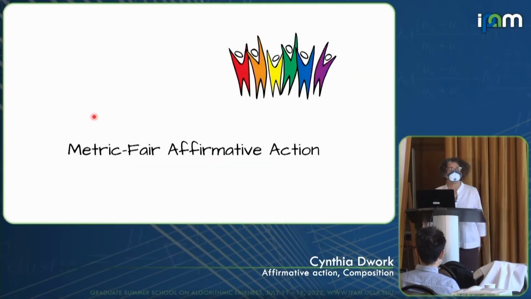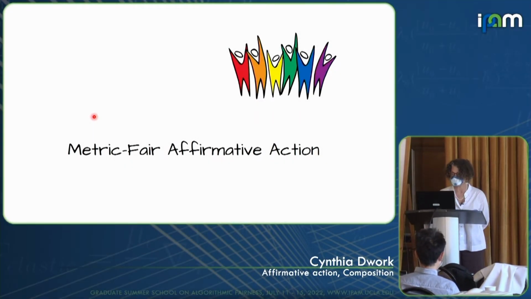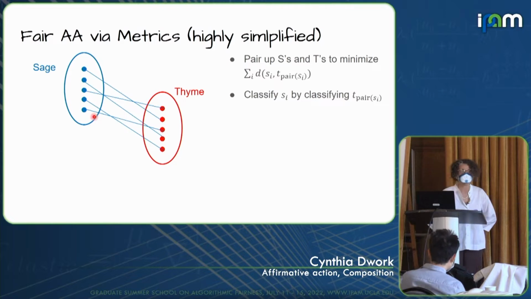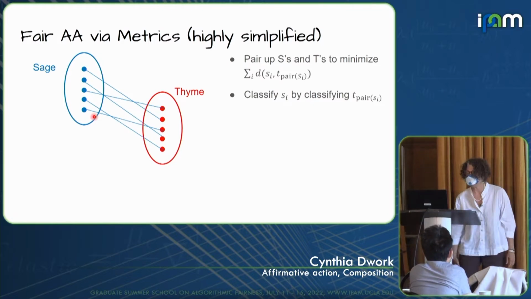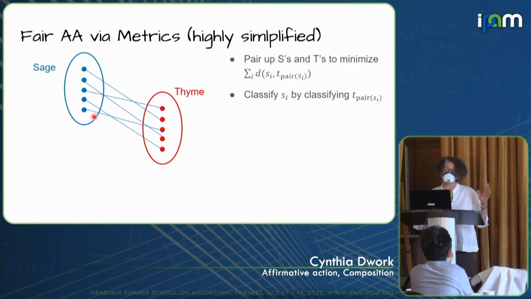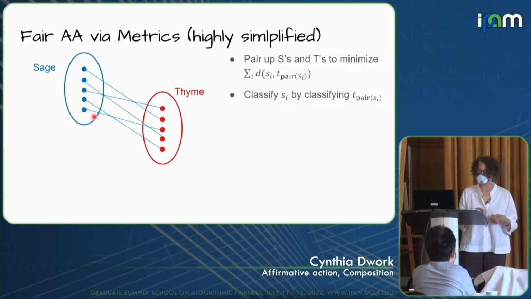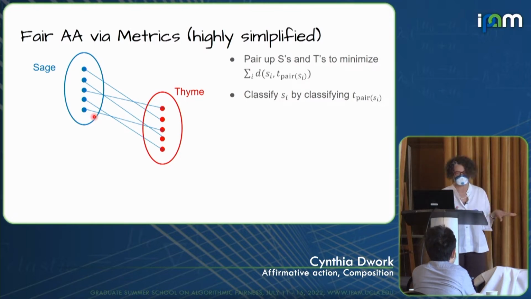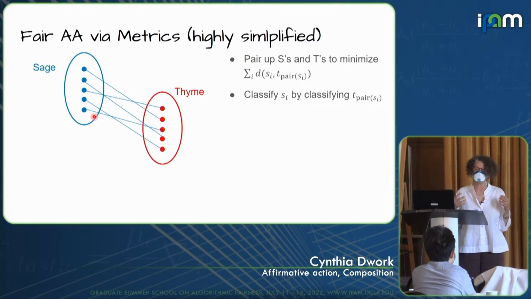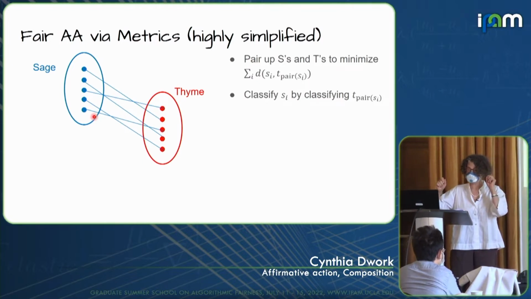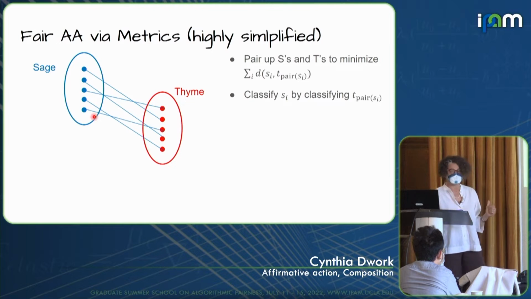Right, so let's talk about affirmative action. This is going to be a highly simplified view of where we're going with this. So imagine we have our two groups, S and T, and intuitively, in this particular example, we have the same number of people in S as in T. It's highly stylized. And imagine that we have distances for every person in S to every person in T.